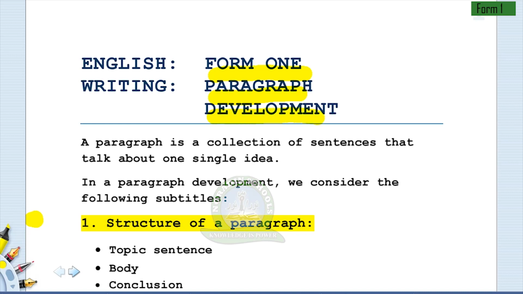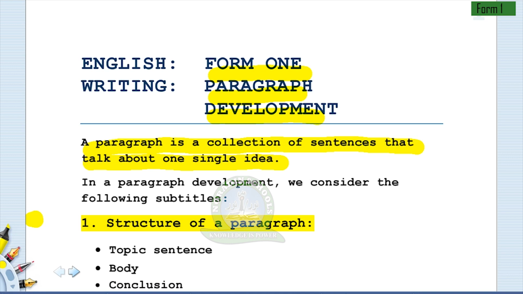This lesson is about developing and writing a paragraph. In the first place, what's a paragraph? A paragraph is a collection of sentences that talk about one single idea. That means you do not need to talk about too many different ideas in one paragraph.